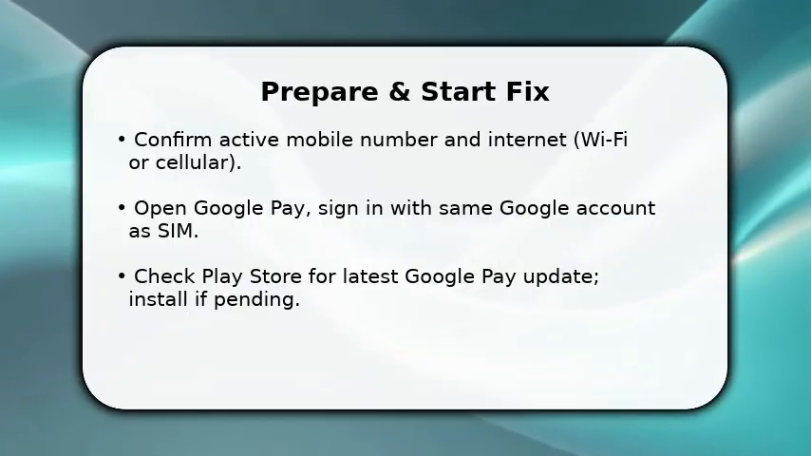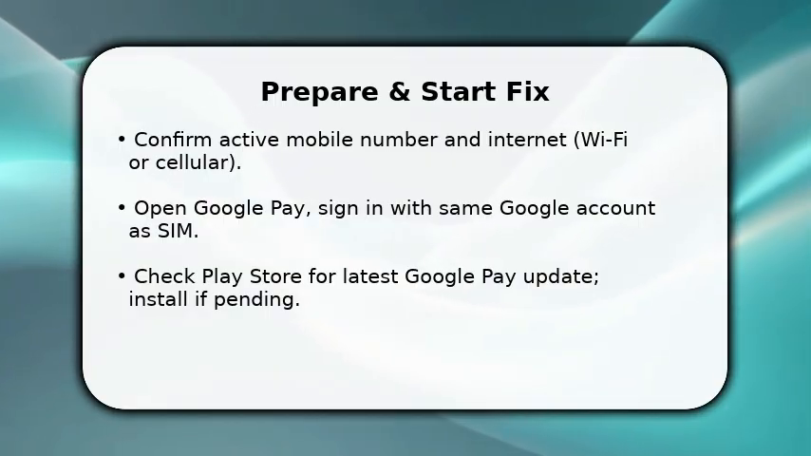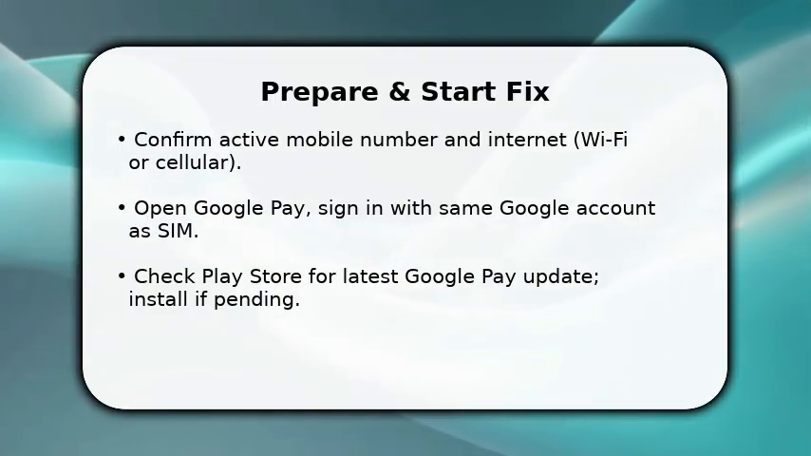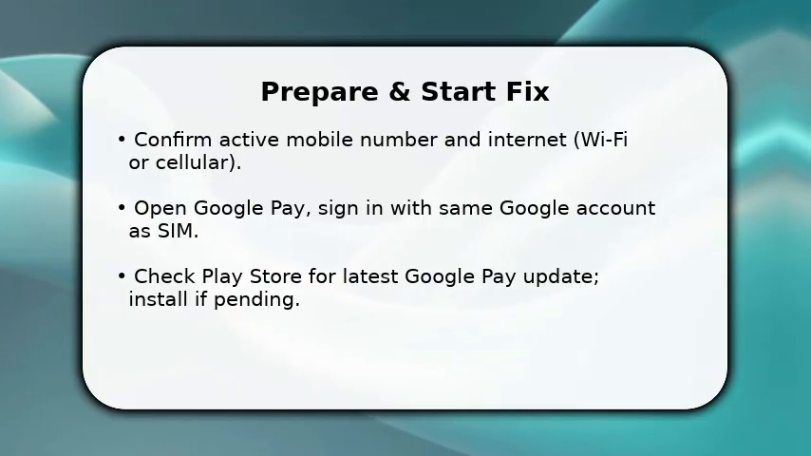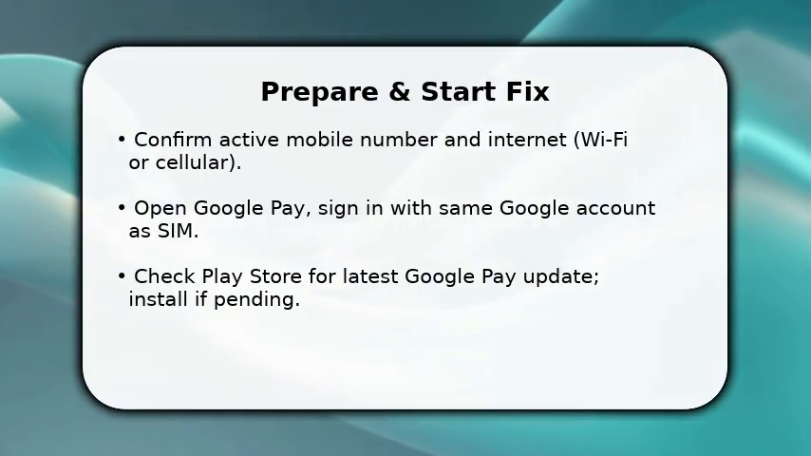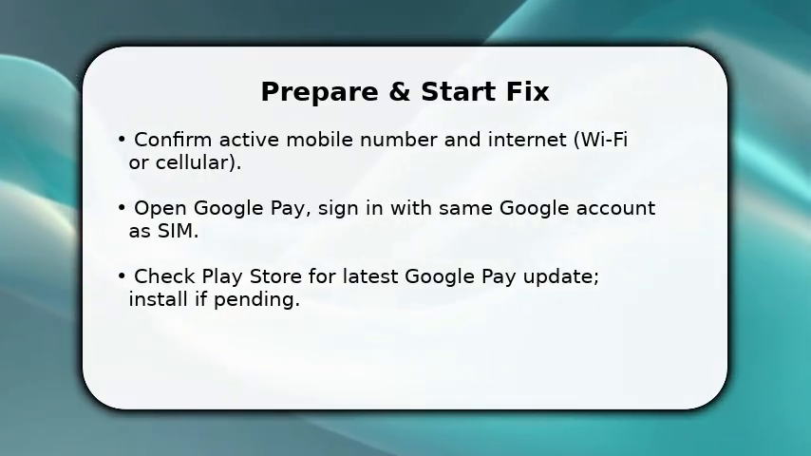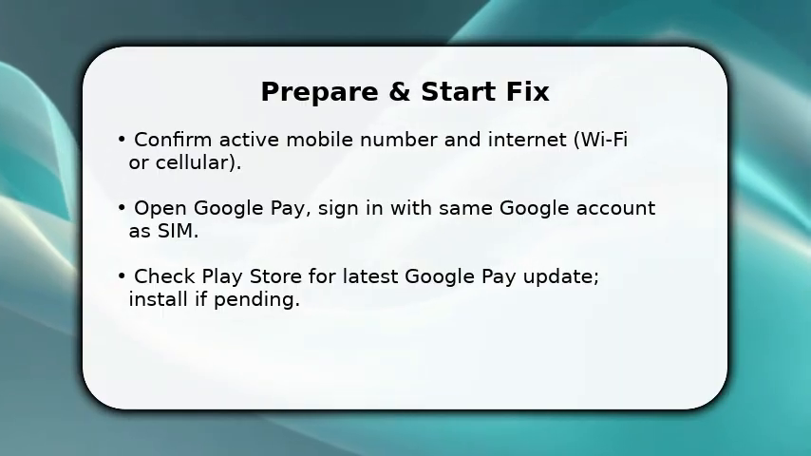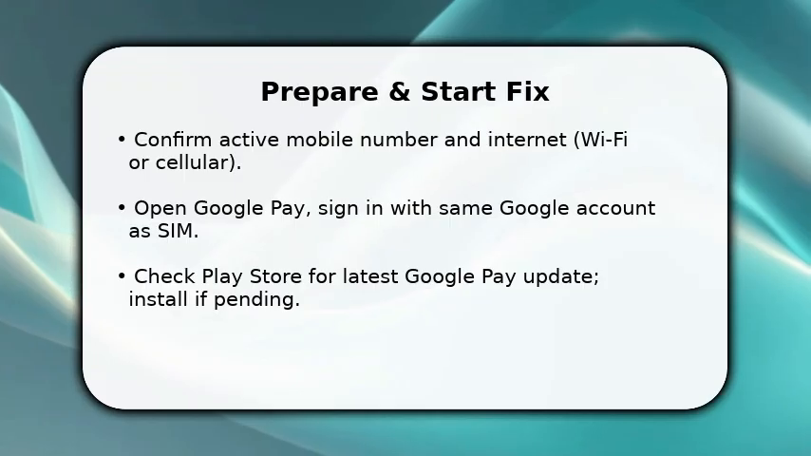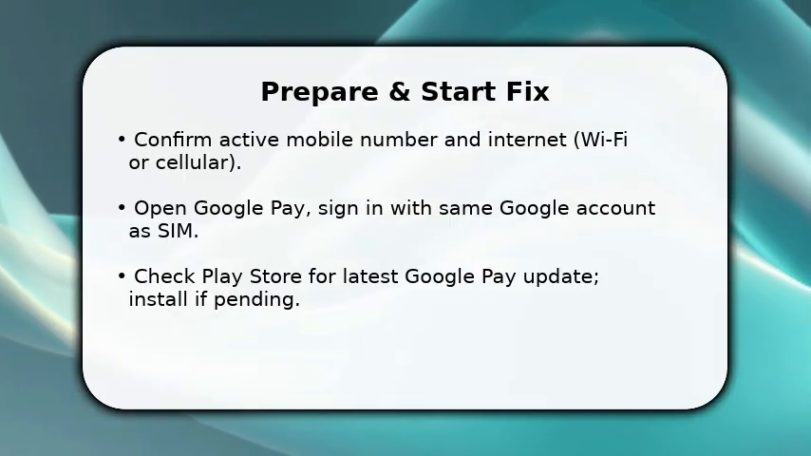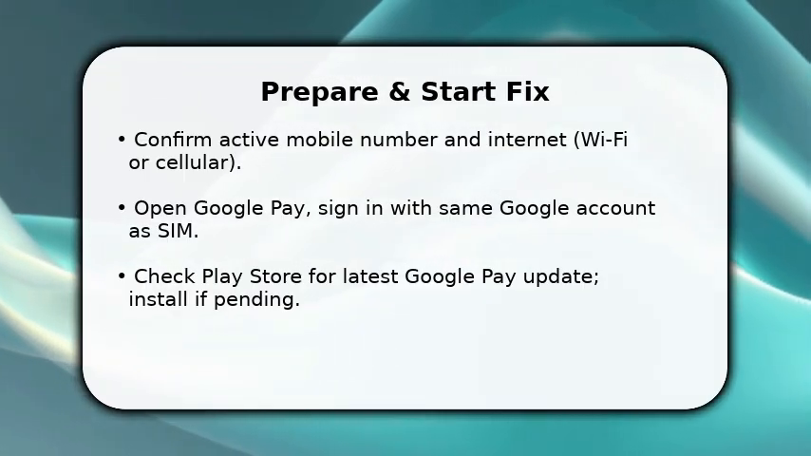You begin by making sure your phone number, SIM, and account all match. This matters because UPI links to your active mobile number. Once done, open Google Pay and go to Settings, then Payment Methods to see linked accounts. If an update is available, install it now because many UPI issues are caused by outdated app behavior.